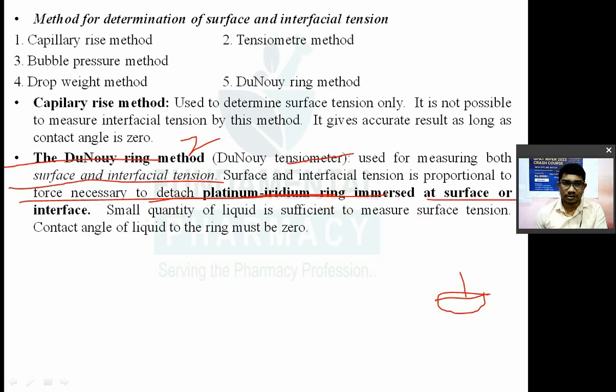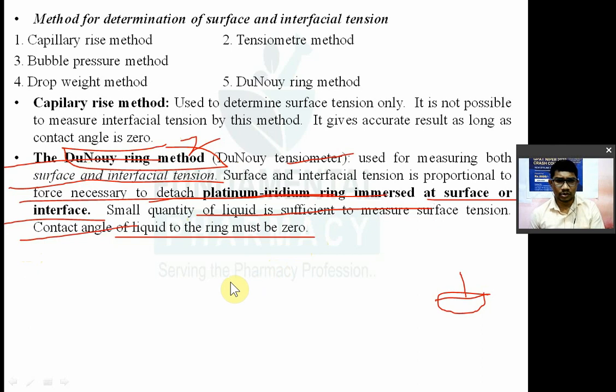surface or interface. Now question आपको ऐसा आता है, platinum iridium ring is used in the following method for measurement of surface tension of liquid. So platinum iridium ring is nothing but the Dunoy method. Dunoy ring method. तो इसमें रिंग आ रहा है ना, Dunoy ring method, platinum iridium ring is used in the Dunoy ring method. Okay. A small quantity of liquid is sufficient to measure the surface tension. Contact angle of liquid to the ring must be zero. Contact angle जो liquid और रिंग का contact angle होता है वो zero होना चाहिए यहाँ पे, right?